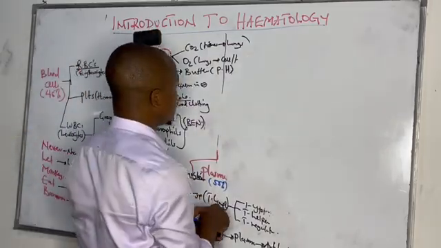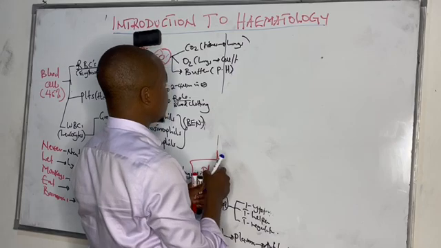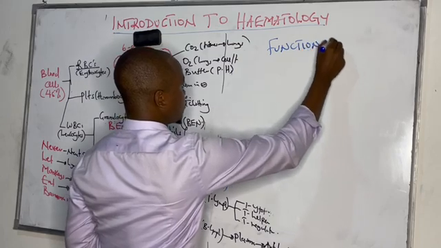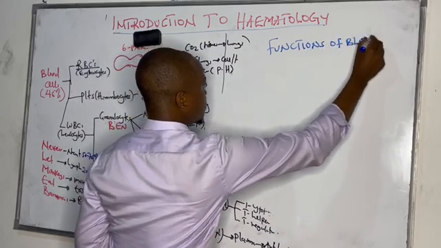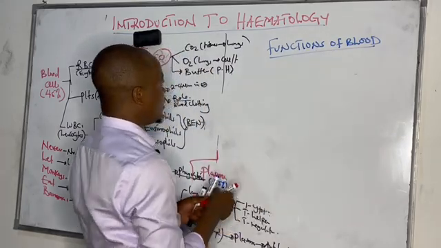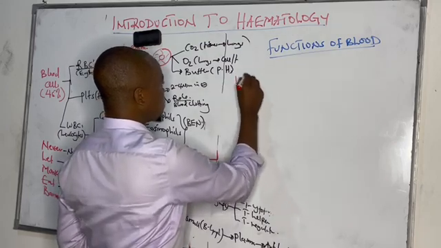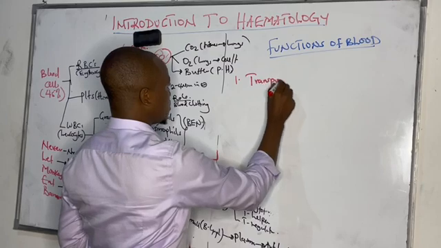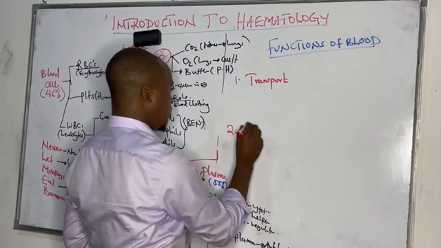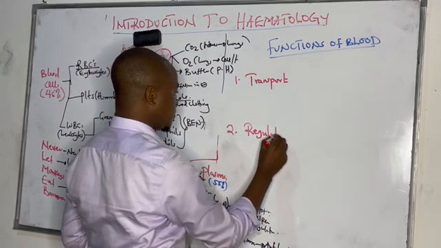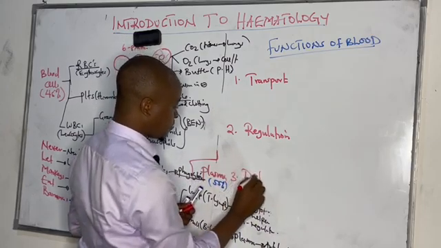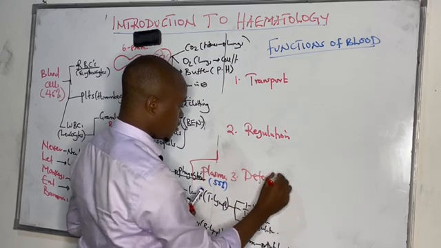Functions of blood in the body. These functions of blood in the body are majorly categorized into three: one is transport, the second one is regulation, and the third one is defense or protection.